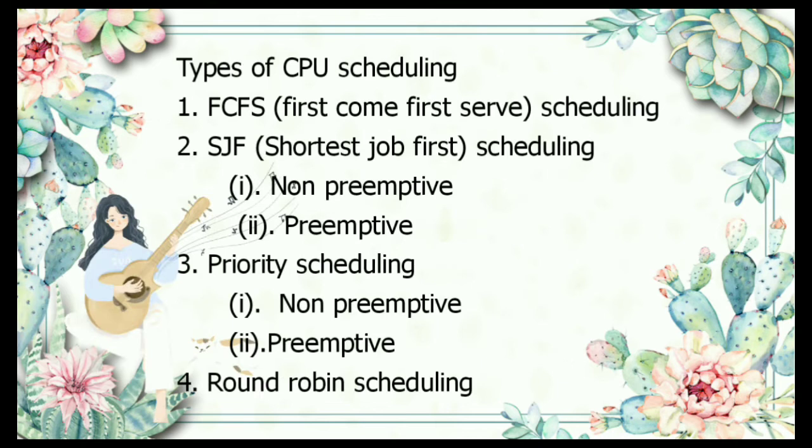Types of CPU scheduling. We have FCFS, or first come first serve scheduling, and second is SJF, or shortest job first scheduling, which has non-preemptive and preemptive. And third is priority scheduling, which has non-preemptive and preemptive. And fourth is round-robin scheduling.